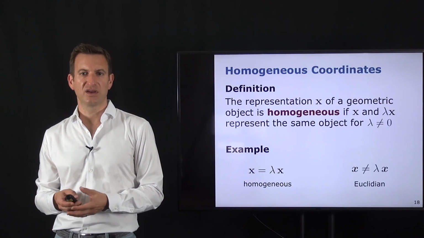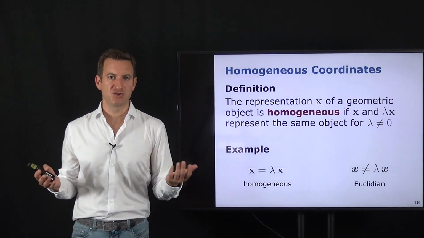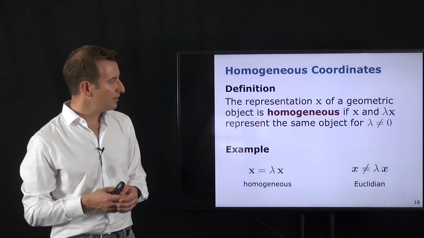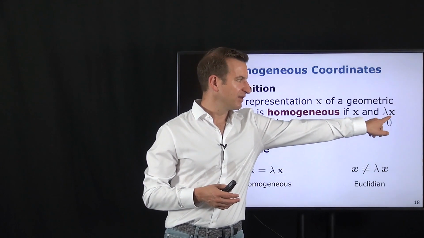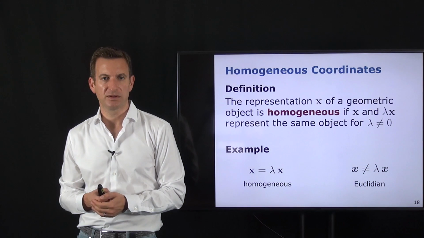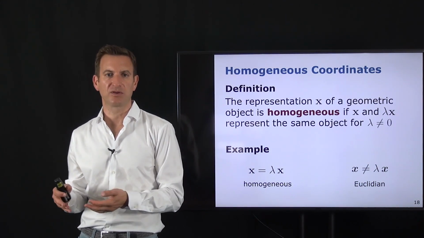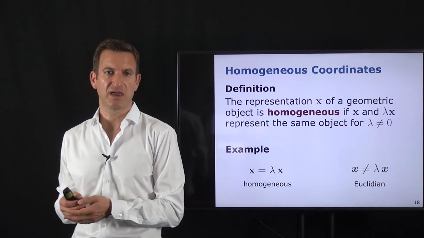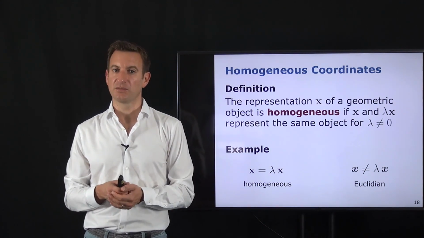What is this, and what's a homogeneous object? The representation of a geometric object is something that we call homogeneous if x and lambda times x, where lambda is a scalar unequal to 0, represent the same object. That means x equals 2 times x, for example, or x equals 3 times x, or x equals 0.5 times x. So this refers to the same geometric object, then it's something which is homogeneous.